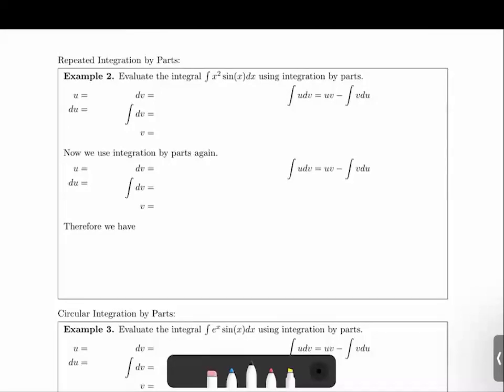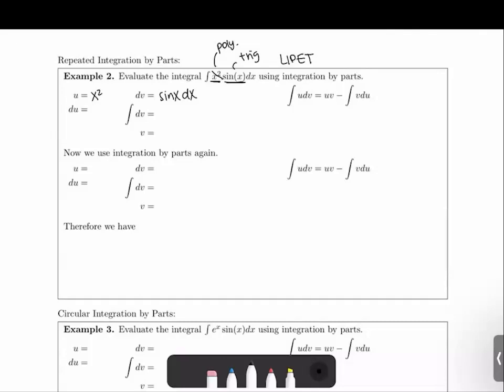First off, we identify the different parts of our integrand. Our x squared here is a polynomial, and our sine of x is a trig function. Whenever we remember our acronym LIPET, the P comes first, so that P is going to be our u. So our u is going to be x squared, and our dv is going to be everything else, which is sine of x dx.